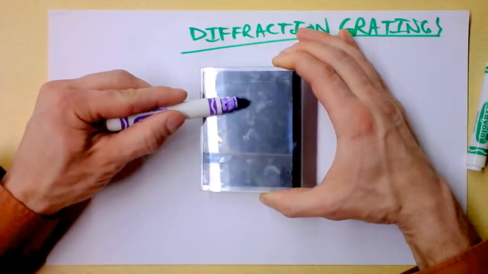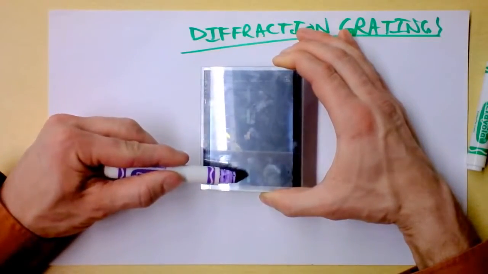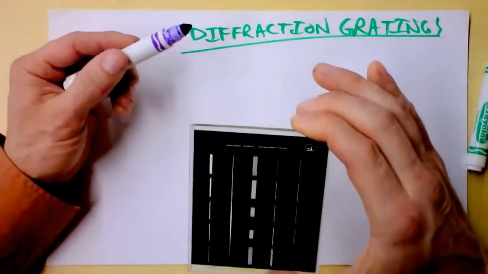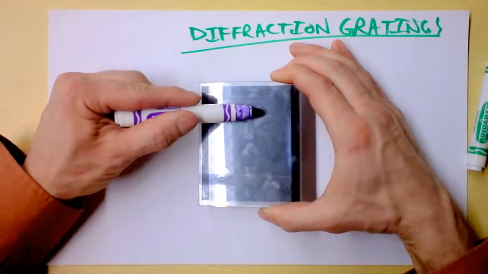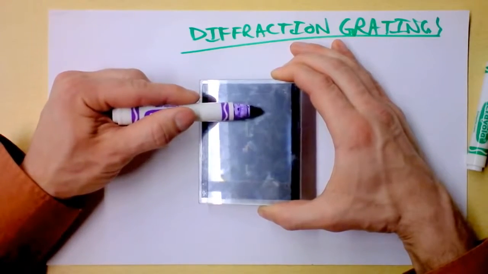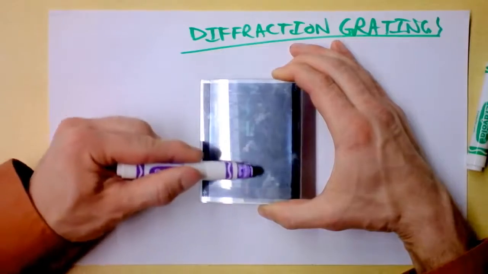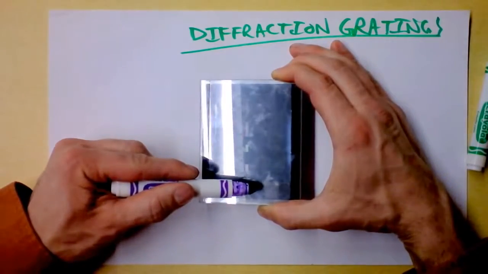Here I've got 5 different diffraction gratings with different spacings between the slits. And here I've got 1 slit of a given width, and then 2, 3, 4, and 5 of that same width and same separation.